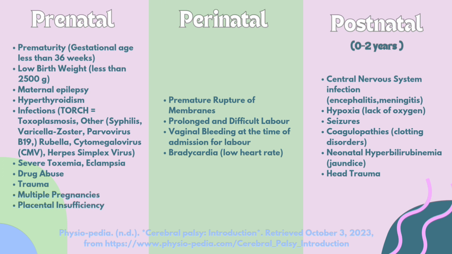For the perinatal period, that is, from 28 weeks intrauterine to 7 days, risk factors can be premature rupture of membranes, prolonged and difficult labor, vaginal bleeding at the time of admission for labor, or bradycardia. In the postnatal period, that lasts till the first 2 or 5 years of life, the risks can be central nervous system infection, encephalitis, meningitis, hypoxia, seizures, coagulopathies, neonatal hyperbilirubinemia, or head trauma.